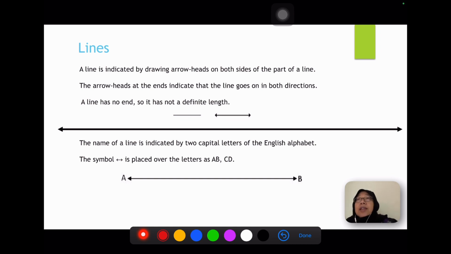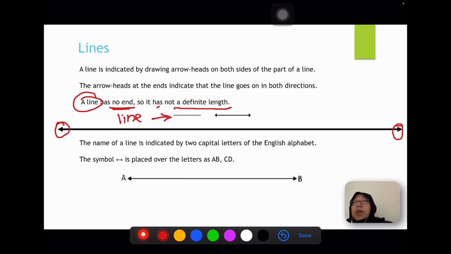A line is indicated by drawing arrowheads on both sides of the part of a line. As you can see here, this is one arrowhead, this is another arrowhead, so it's a double arrowhead. A line actually does not have an end, and it does not have a definite length. So that's a line. Now we have double arrowheads at the end. This is to show that it goes on for infinity.